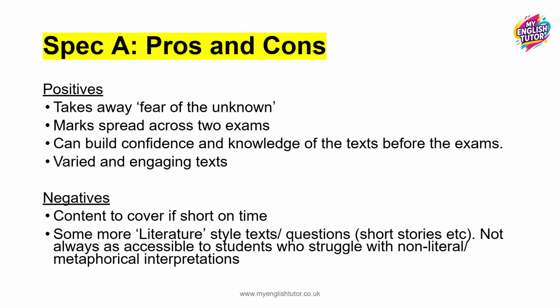The positives of Spec A is that it takes away the fear of the unknown. There are 10 Paper 1 anthology texts and 10 Paper 2 anthology texts. For each paper, they will be given one of these pre-learnt texts, which means that they can really prepare for it in advance. This means if your child tends to go blank when they are in a high pressure situation, or if they struggle with processing, then we can really prepare them for that exam.